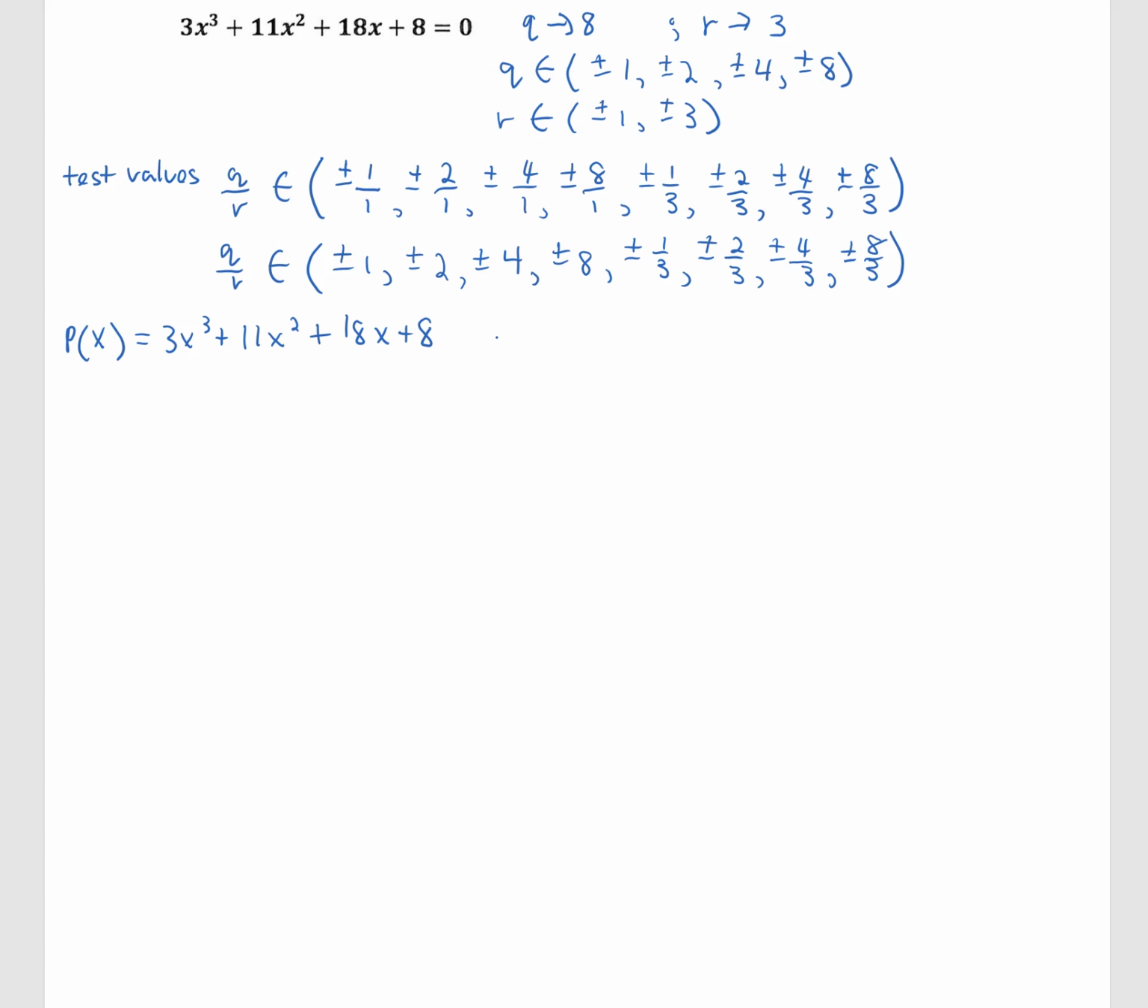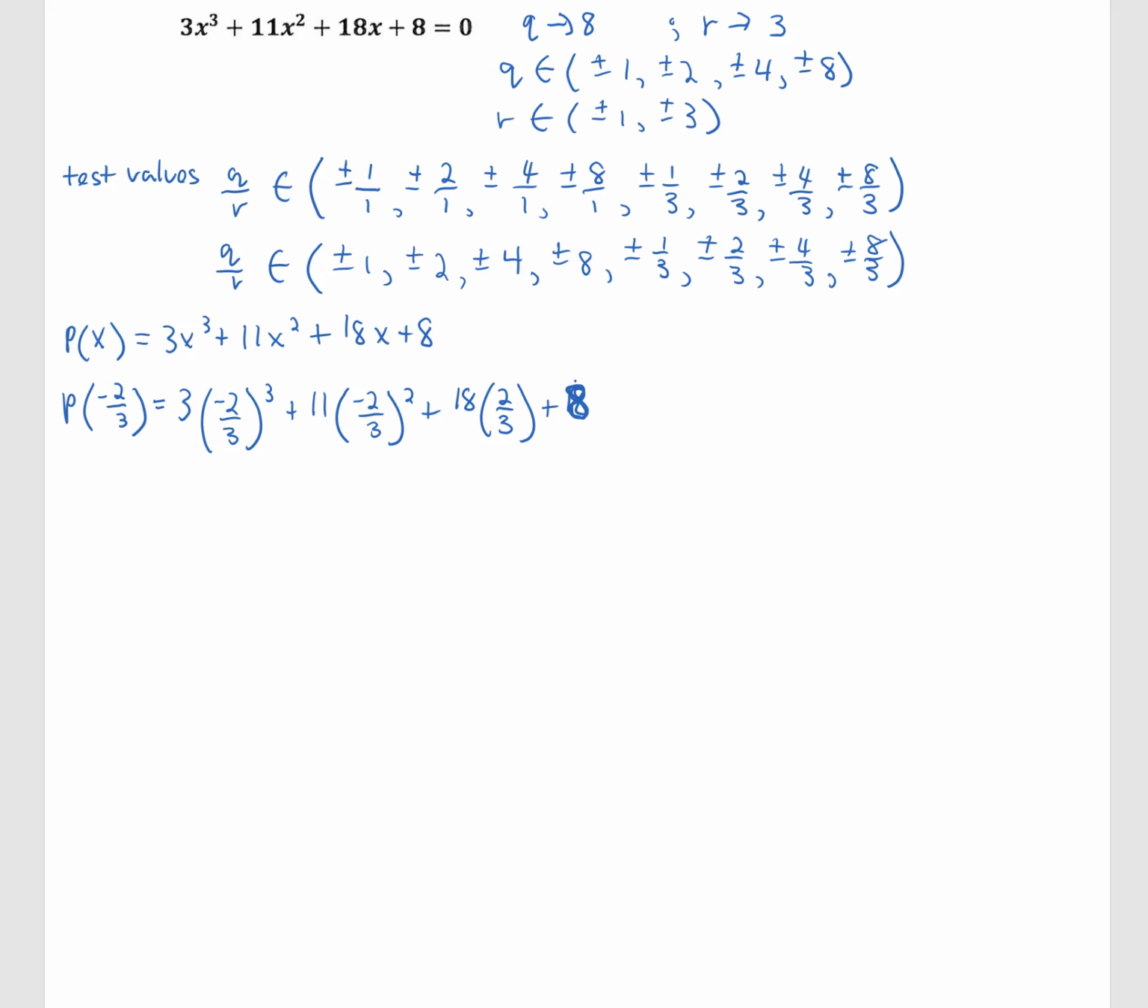If we test all these out, what ends up working is p of -2/3. That ends up being 0, but let's just show that this does in fact equal 0. So when we plug in -2/3 for x, what we get is 3 times -2/3 cubed plus 11 times -2/3 squared minus 18 times -2/3 plus 8. Whoops, sorry, that should be an 8.